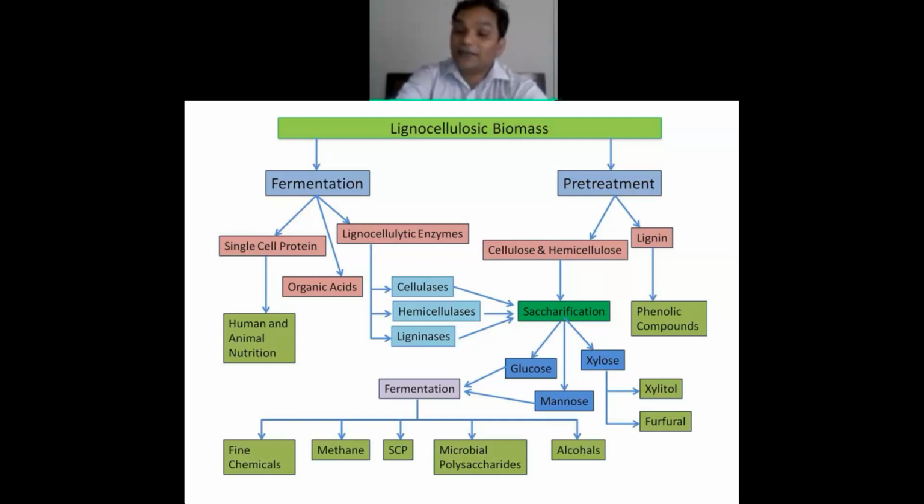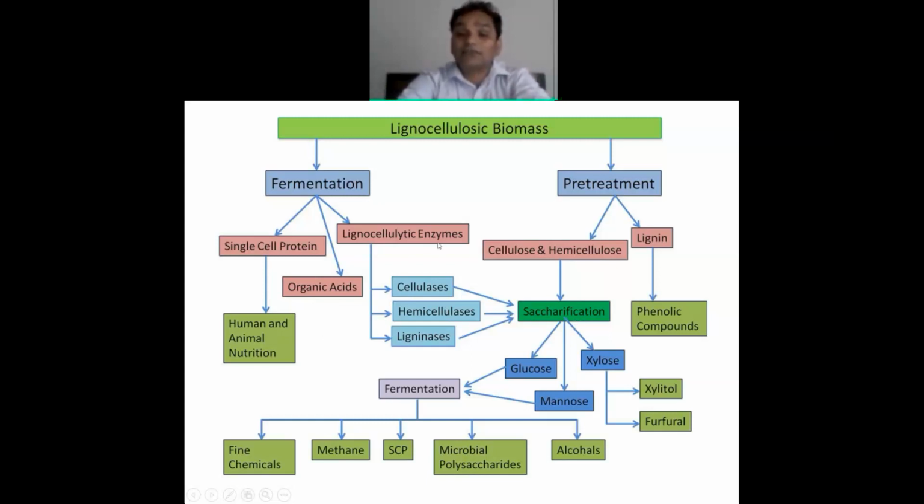If we are able to establish those kinds of processes, believe me, these are the few challenges at the level of pre-treatment, saccharification, and fermentation. If these challenges can be well addressed, the ethanol process will definitely be commercially significant. In fermentation, by the same substrate we can direct different routes: single cell protein, organic acid, but that is not the point of interest here, and lignocellulosic enzymes, cellulases, hemicellulases, ligninases, which will be used directly in the saccharification process.